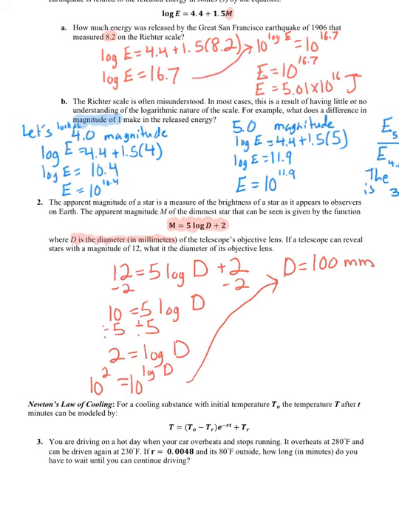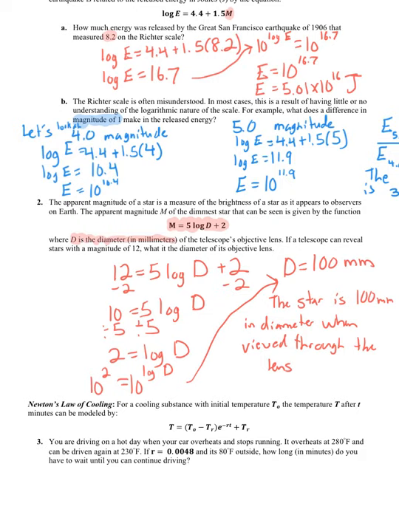So once we come up with an answer, we have to look back at the problem and say, what was the d telling us again? It's the diameter in millimeters of the telescope's objective lens. So we're saying the lens is 100 millimeters in diameter. And that's the idea for this particular problem.